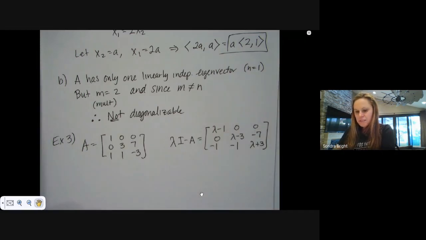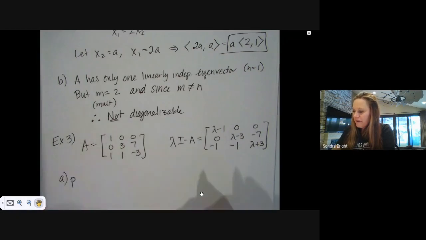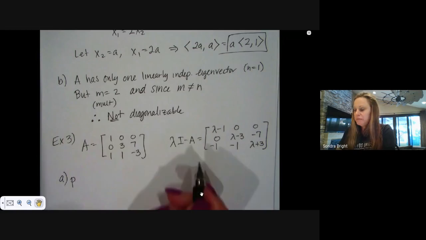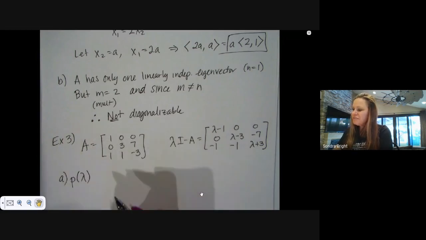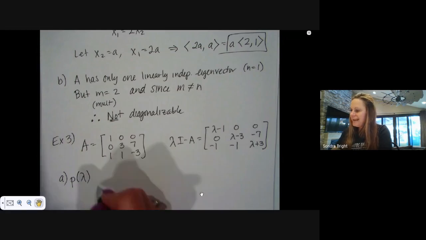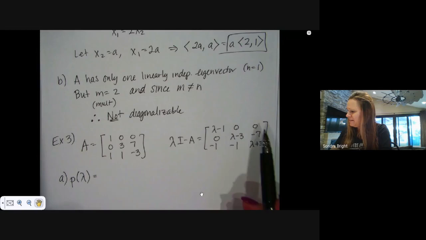All right, so part A wants to know, let's find the eigenvalues. We start by finding the characteristic polynomial. Now eigenvalues come from setting this equal to 0. So we have a 3 by 3 this time, but nice, 0 and 0. That's going to be so friendly.